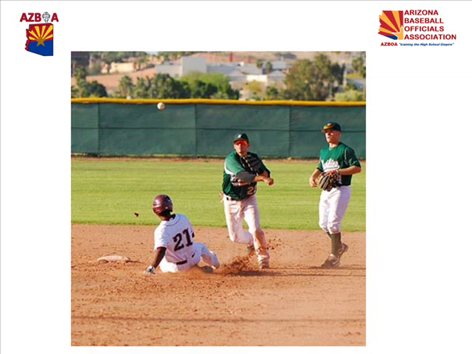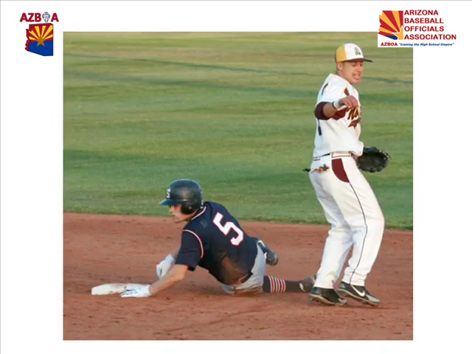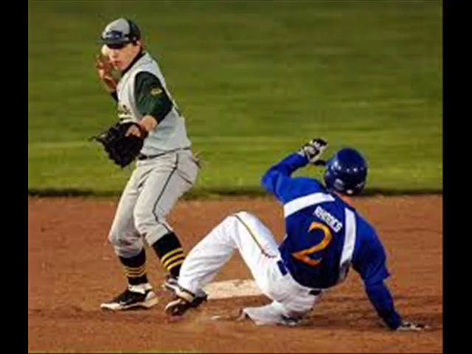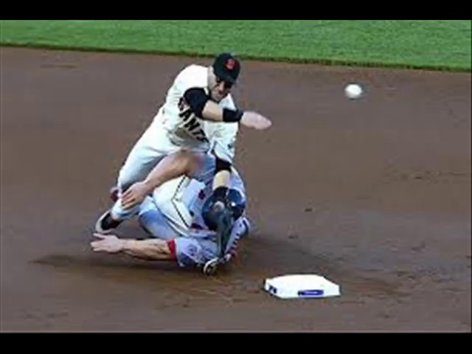The next few slides are examples which are illegal slides and force play slide rule infraction should be enforced. The runner either goes after the fielder and not directly into the base, or slides beyond the base and makes contact, illegally altering the play.